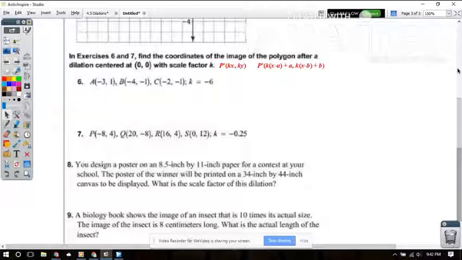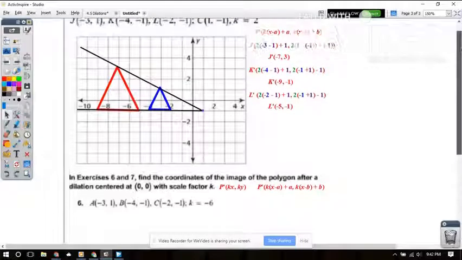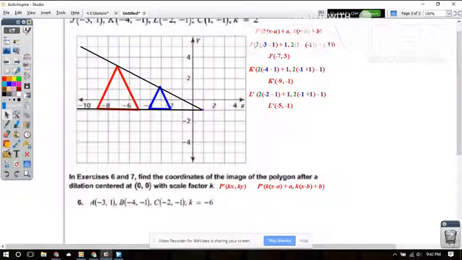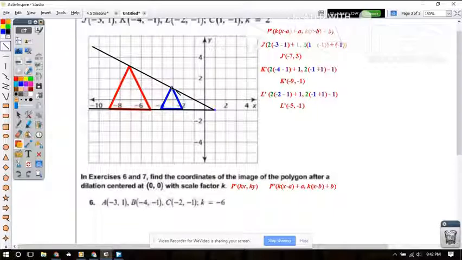So we need to find the coordinates of the image after dilation centered at 0, 0, centered at the origin, with the scale factor k. And if you'll notice on these, the scale factor is negative. And that's fine. It works. Just to show you this, with a negative scale factor, what happens is it still gets farther away from the center, but it goes through to the other side of the center, and actually kind of flips it over a little bit too, which is kind of interesting.